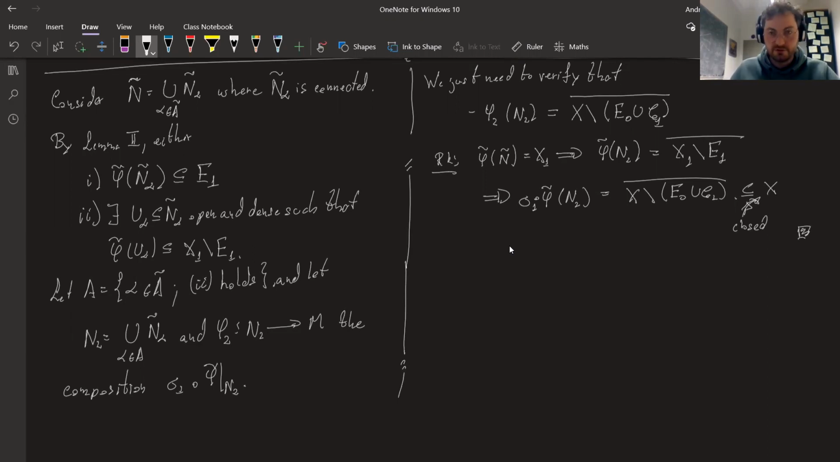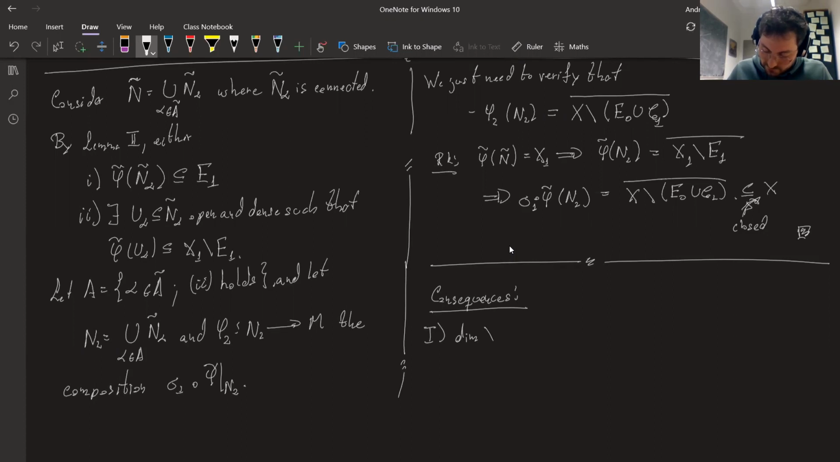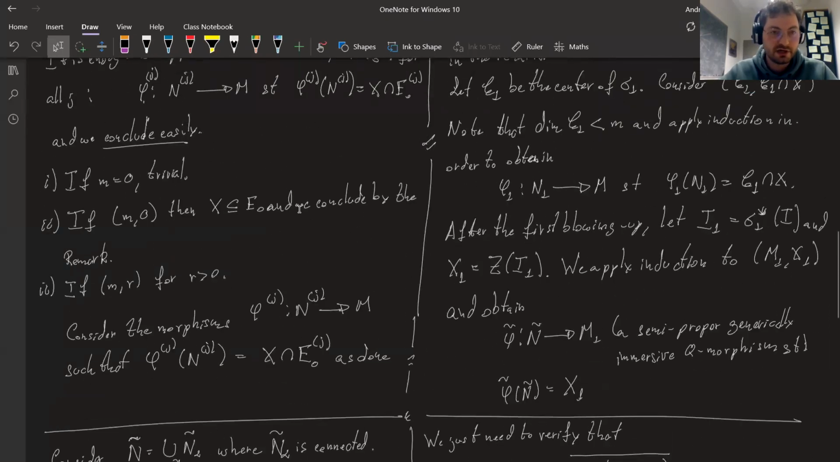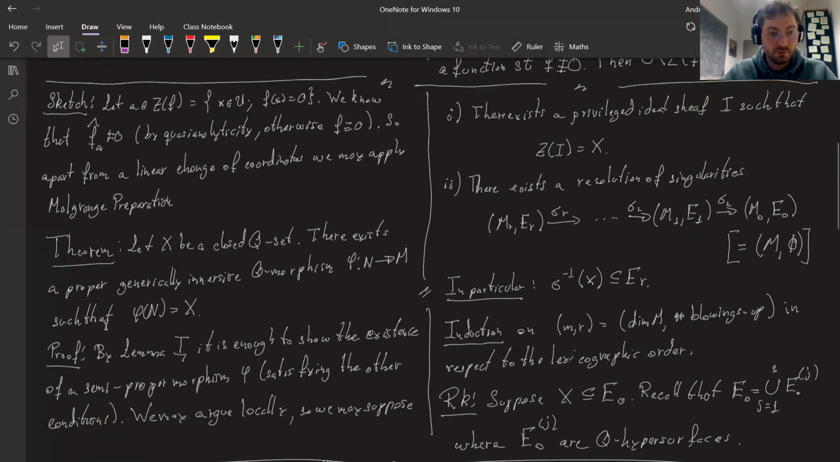So this gives us the proof of this result, and now I wanted to say a couple of consequences of it, which are somehow useful to keep in mind. So the first one is that we may now define the dimension. We may define a dimension of x as a dimension of n. So that's why I asked the morphism to be generically an immersion, because we haven't talked about the dimension of x yet.